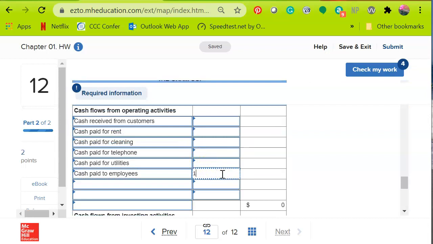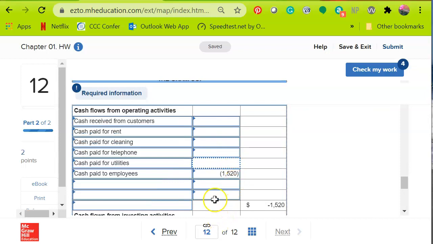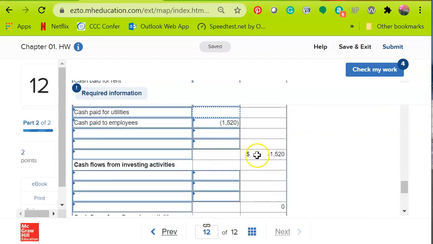Make sure I put it next to the correct one. Now again, it's negative, so I'm going to put a negative sign in front of it, and it should automatically put the parentheses in the system, and it did. And I'll do that for all of the items that were listed. I'm not going to go through each one of those details, but you get the gist of it. Now you'll notice that there are some extra lines. Just because they give you extra lines doesn't mean you're going to use all of them.